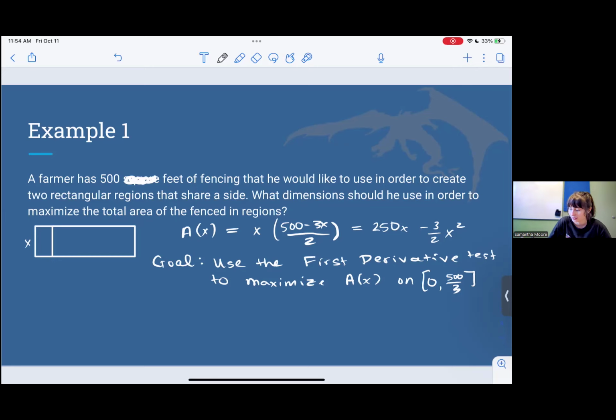Okay, so now this is just a first derivative test question. So the first derivative test says that I need to look at the first derivative, which is 250 minus 3x. And I need to create a number line. Except, oh, I already did something silly. My number line isn't the full number line, right? It's just from 0 up to 500 over 3.